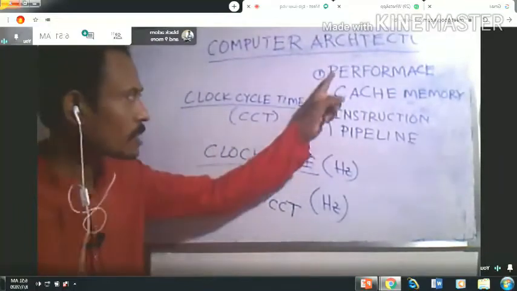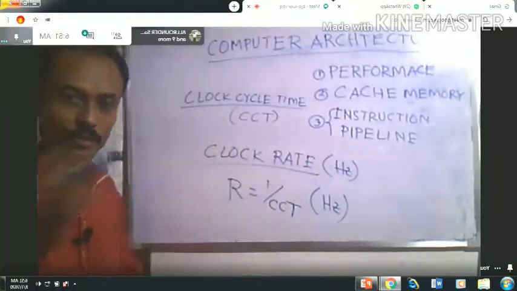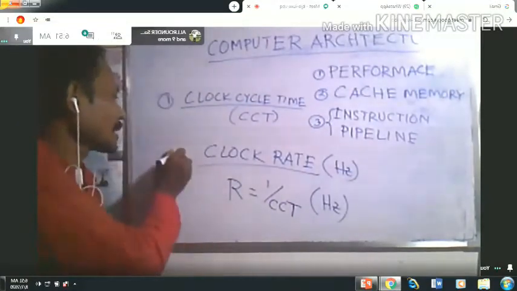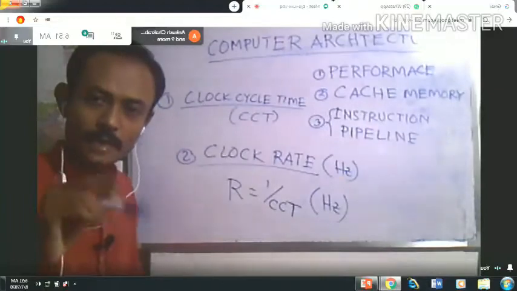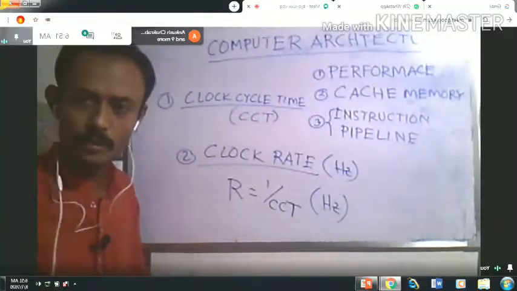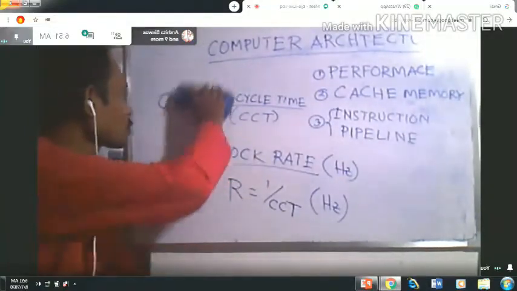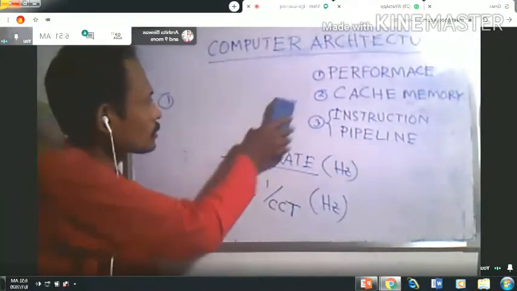Clear? So from the performance we are learning some terminology. First terminology is clock cycle time. Second terminology is clock rate, and third terminology is throughput. Now we'll see what is called the throughput.